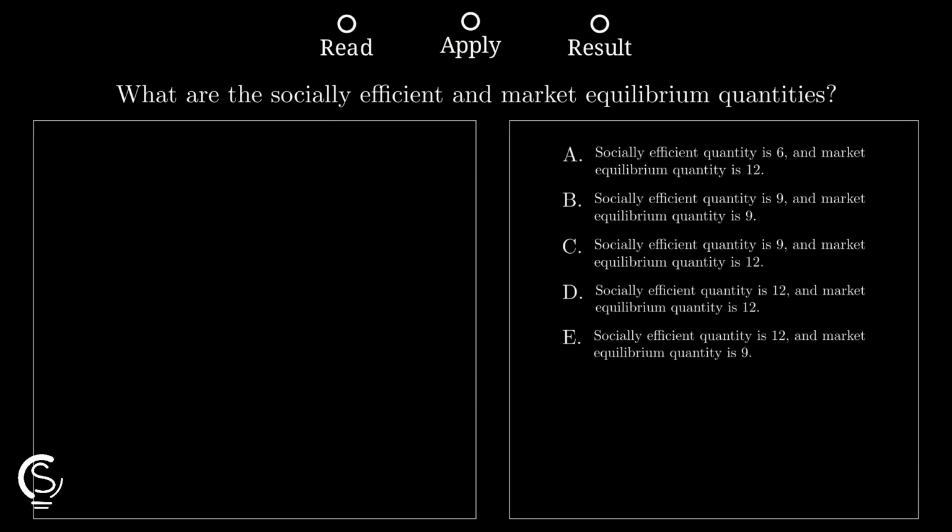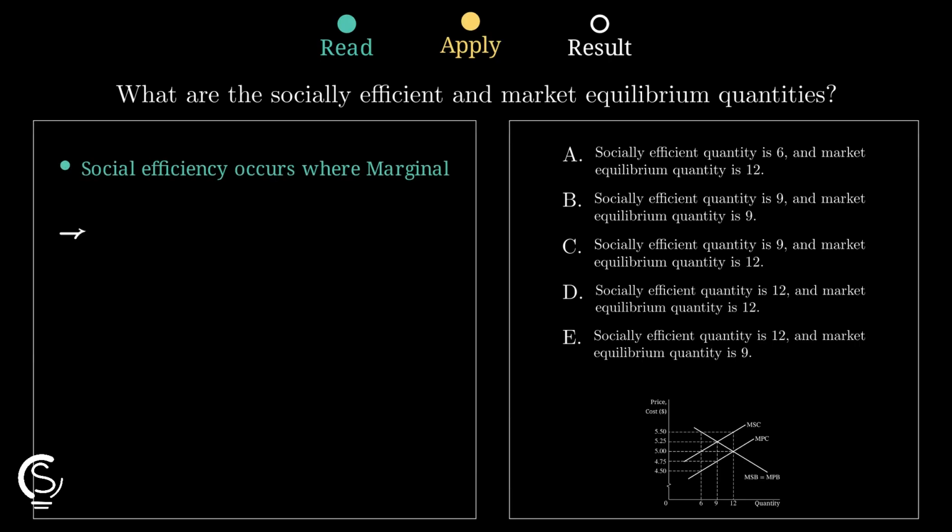Start with social efficiency. In these graphs, that happens where marginal social benefit equals marginal social cost. So you look for the intersection representing the efficient quantity, not the market outcome. From the graph, those social curves meet at quantity 9, so that is the socially efficient quantity, and that already rules out any choice pairing efficiency with 6 or 12.